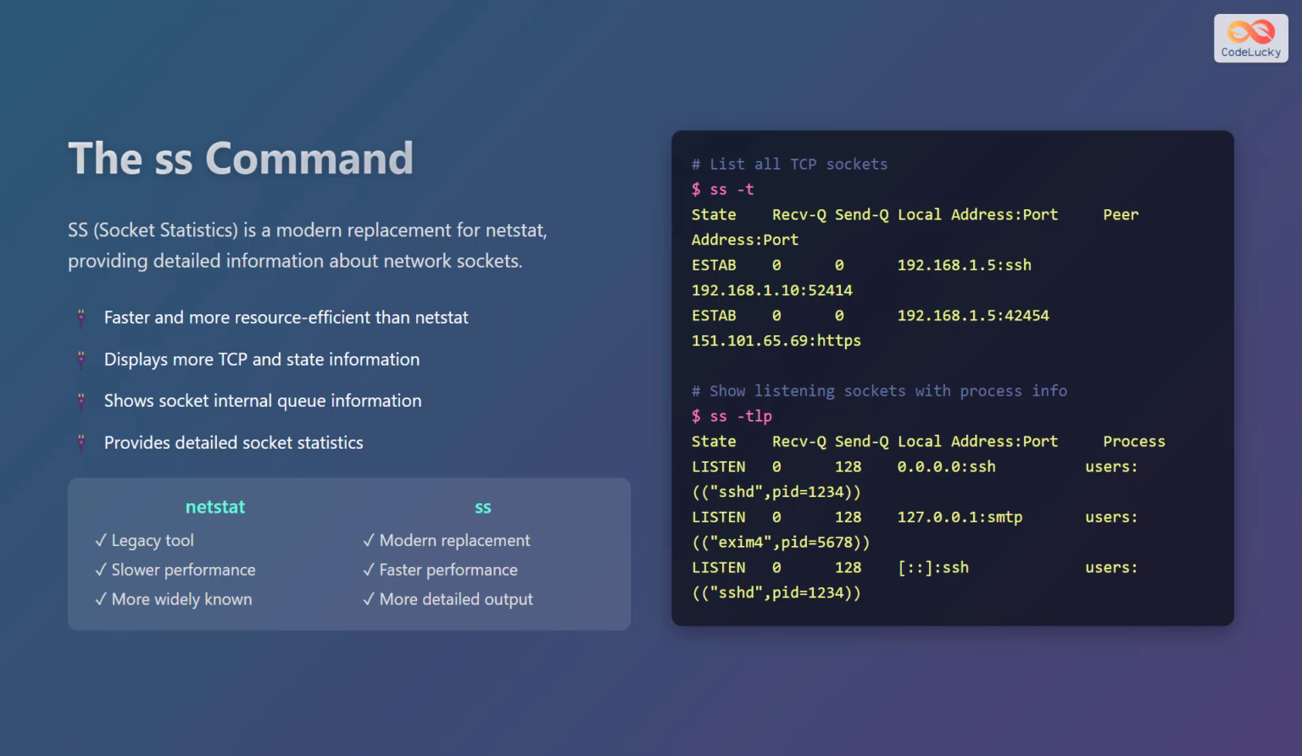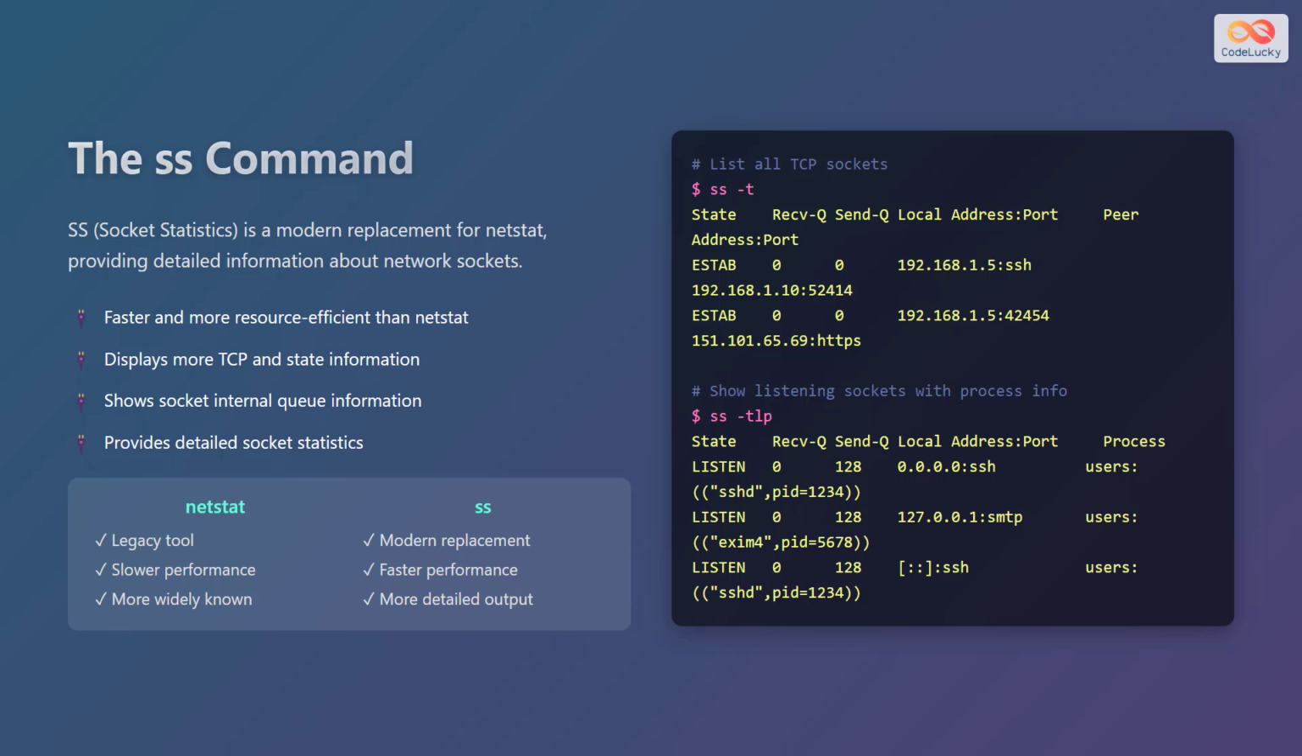Here's a comparison between Netstat and SS. Netstat is a legacy tool with slower performance and is more widely known. On the other hand, SS is a modern replacement with faster performance and more detailed output. Here are a couple of examples using the SS command. To list all Transmission Control Protocol sockets, use the command $ss -t. This shows all open Transmission Control Protocol connections.